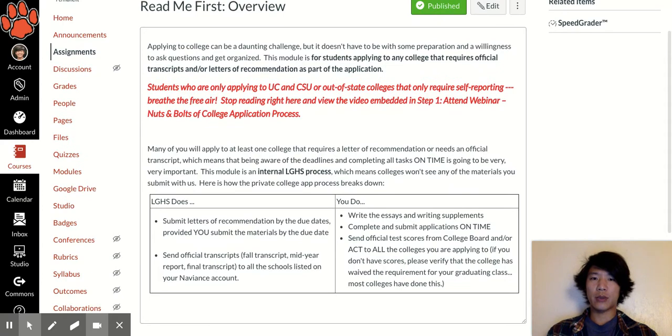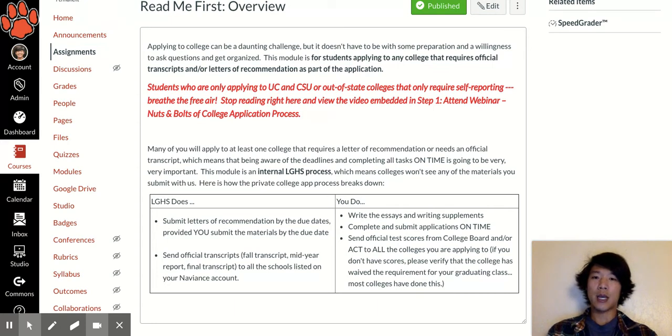So here's a general overview of what you're going to be looking at in this whole module. For those of you who are applying to just UCs, so University of California, and or just CSUs, California State Universities, or out-of-state colleges that only require you to self-report your classes and grades, that means they don't require a transcript, they don't require letters of recommendation, anything like that. You pretty much don't have to go through this module. Your life is pretty simple.